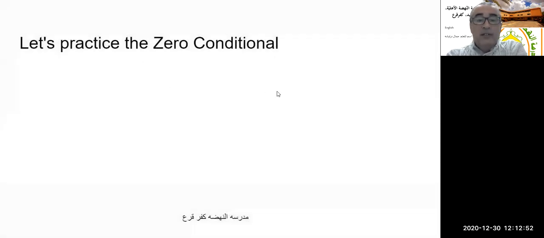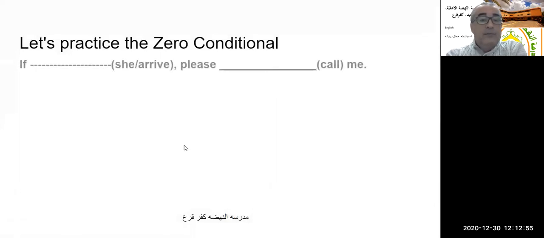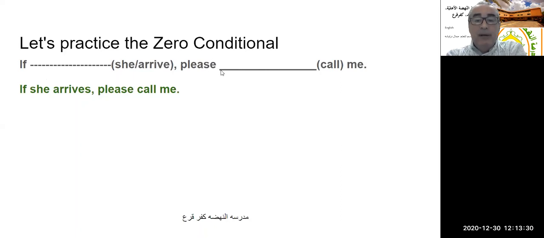Let's practice the zero conditional. If she arrive, please call me. And here you have to fill in the blanks. So, what do you think? Okay, if she arrives, please call me. We said in the if clause, we use the present simple, and because we have the pronoun she, we add s to the base form of the verb. Please call me. We say the second part should always be present simple.